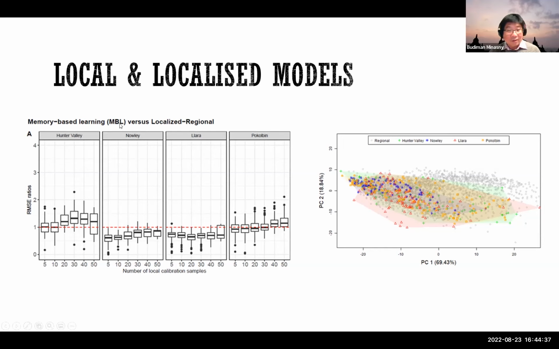The other one we try is localized regional. That means we do the principal component analysis, the principal PLS components, using the global data, but then we recalibrate it using the local data. So that's what we call localized regional. In that case, one way or the other, localized prediction seems to be a better option than doing this spiking.